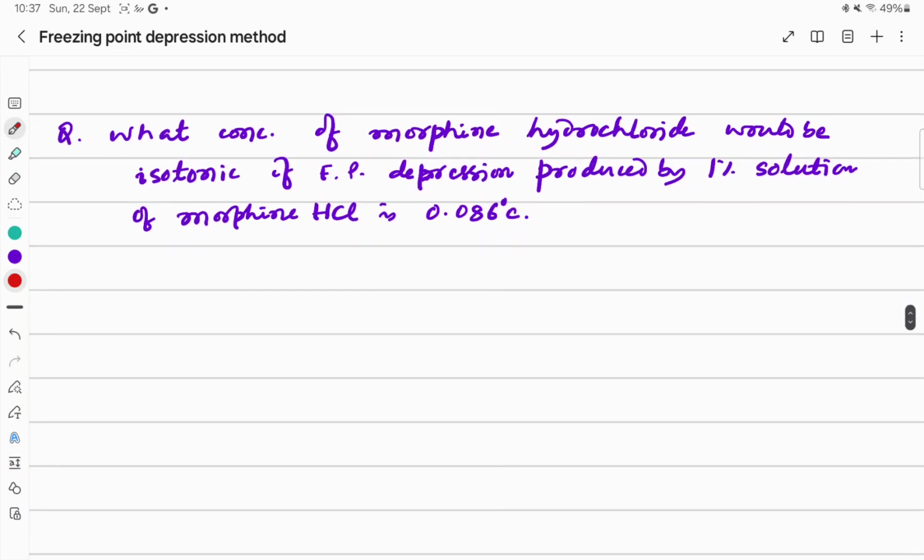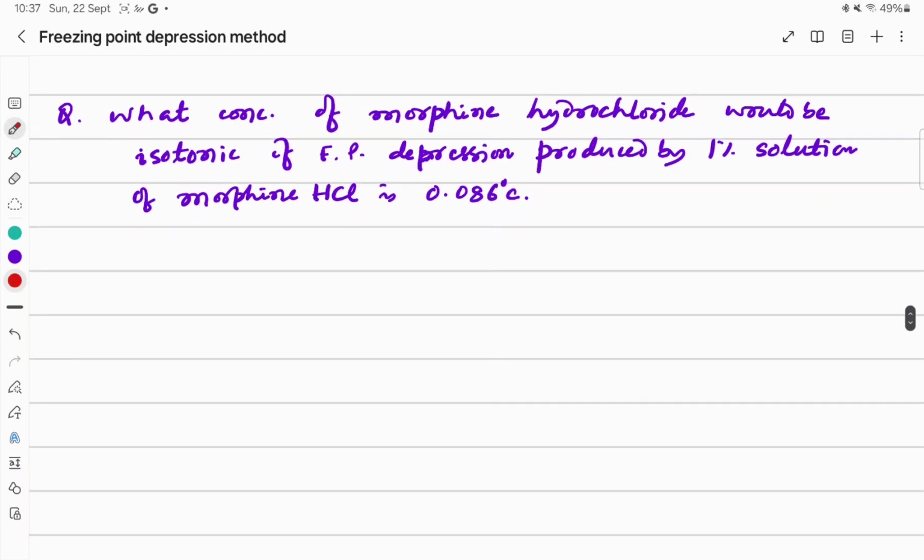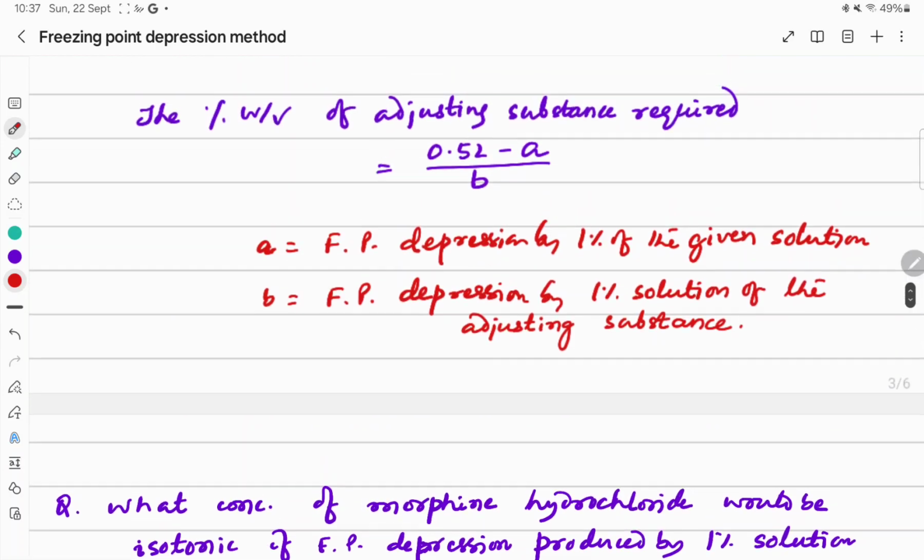So let us do some problems. What concentration of morphine hydrochloride would be isotonic if freezing point depression produced by 1% solution of morphine hydrochloride is 0.086 degrees Celsius. So as you know, percentage weight by volume is equal to 0.52 by 0.086. Here 0.52 by X, this formula we have used.